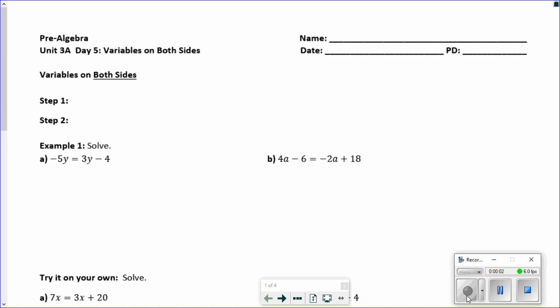Hi everyone, today we are going to do our last day of notes, day 5 on variables on both sides. So these are equations where the variable is on both the left and the right side, okay? And it's not any more complicated than what we're already doing, it's just like one extra step, okay? So let's go ahead and talk about when we just have variables on both sides. So no distributing, no combining, just an x on one side and x on another side, or whatever variable.